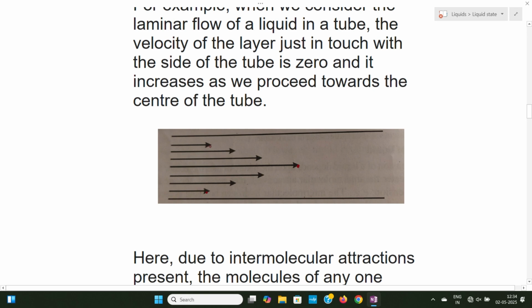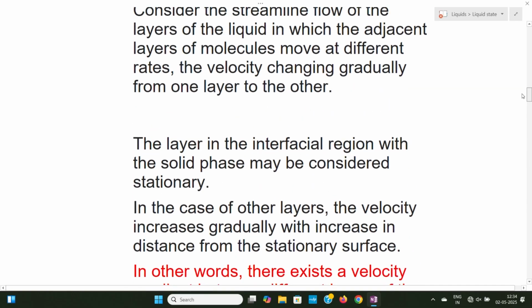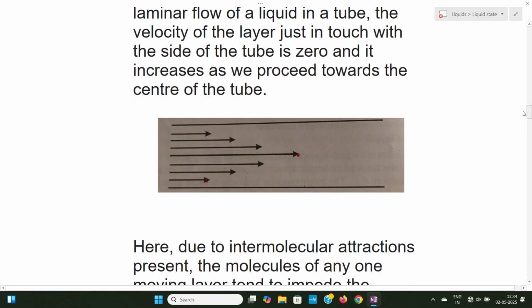Then the velocity also depends upon the velocity of the adjacent layer, because the movement of a layer is affected by the movement of the adjacent layer. That is how viscosity occurs. I hope you understood the example. This is the streamline flow of the layers in the tube.